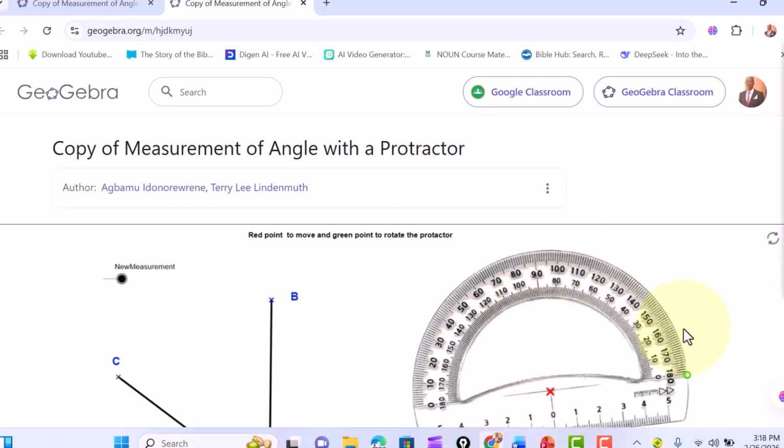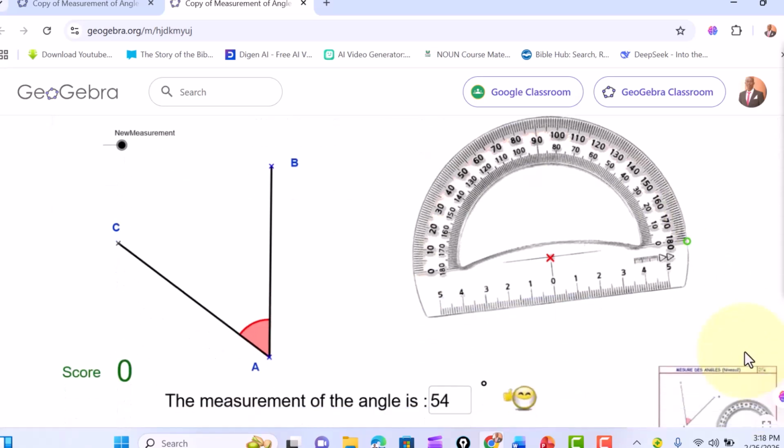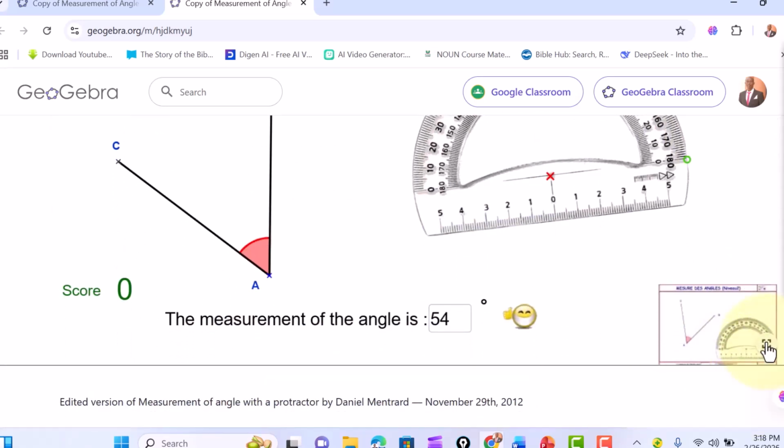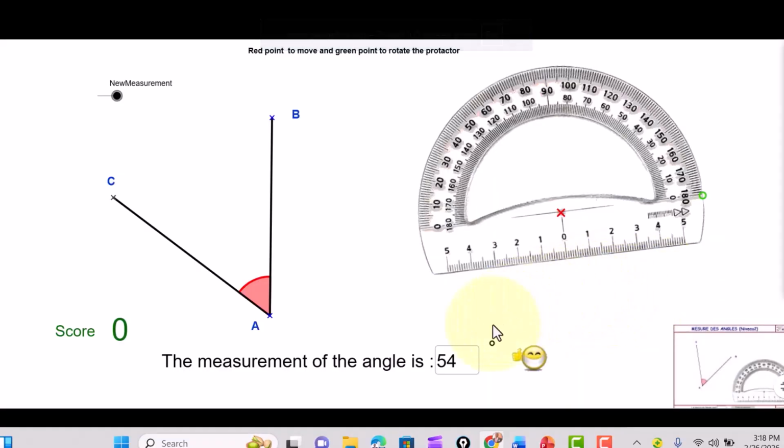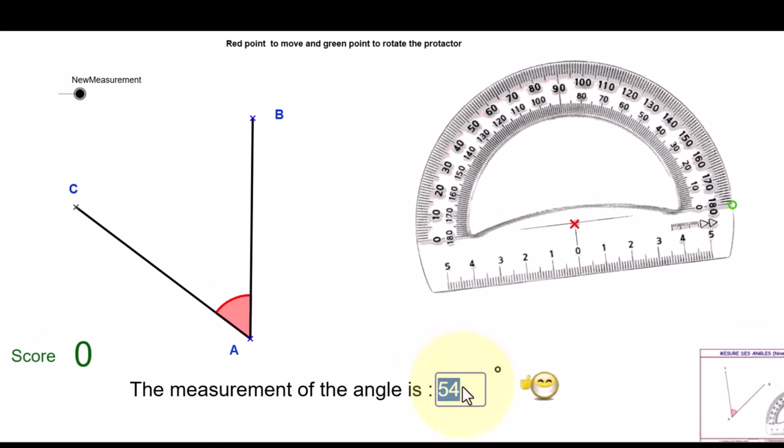Okay, this is the applet now. Let me put it on full screen so that we'll see everywhere. All right, this is the applet I used in class today. We said this is the protractor. This is the angle you want to measure. What to do if you want to measure any angle is to first take your protractor. This is the center point I'm talking about. Just take it, drag it, and drop it on the vertex of the angle you want to measure. Something like this.